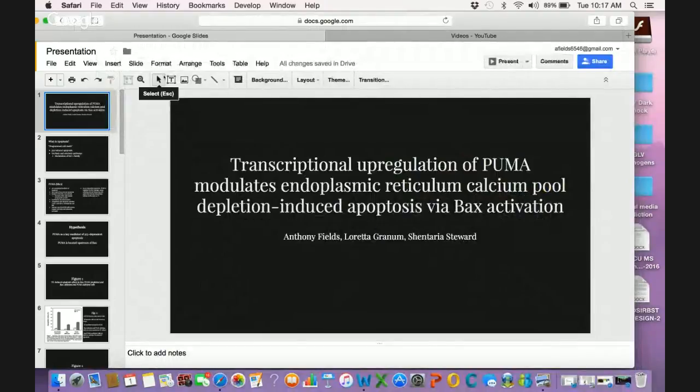I'm here with you again with another topic presented to you by Virginia State University Spring 2016 Cytology Group. My name is Anthony Fields, and I'm here with my colleagues presenting a breakdown of the primary journal article titled Transcriptional Upregulation of Puma Modulates Endoplasmic Reticulum Calcium Pool Depletion Induced Apoptosis via BAP activation.